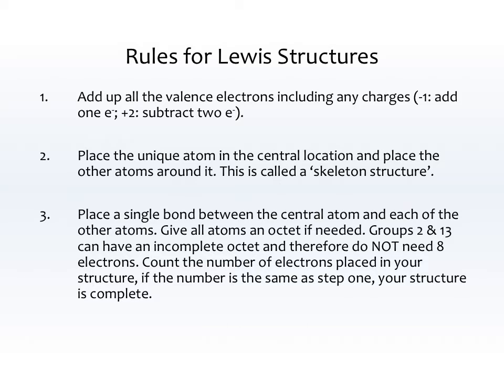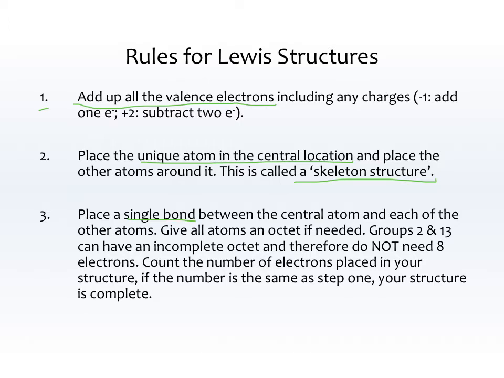So here we go. First of all, rule number 1, add up all the valence electrons, including any charges. And so what that means is if there's a -1, that means you're gaining an electron, so you should have 1 more. Or +2 means you're losing 2, so you should have 2 less. Place the unique atom in the central location. This is going to tend to be the atom with the lower electronegativity, but it won't always be. And place the other atoms around it so that you can have a skeleton structure. And then place a single bond between the central atom and each of the other atoms.